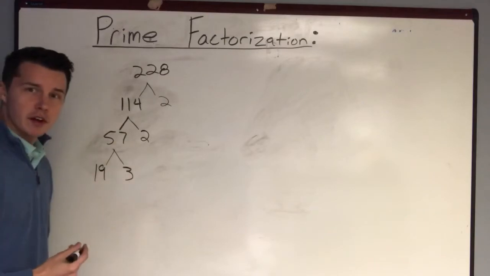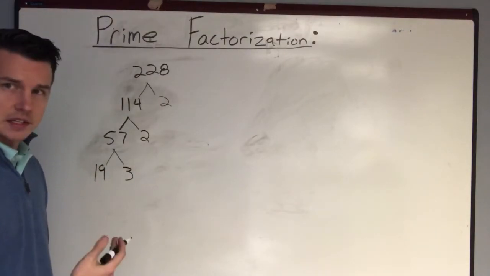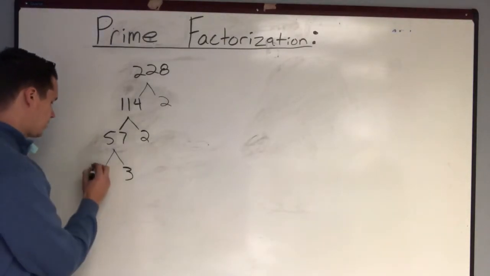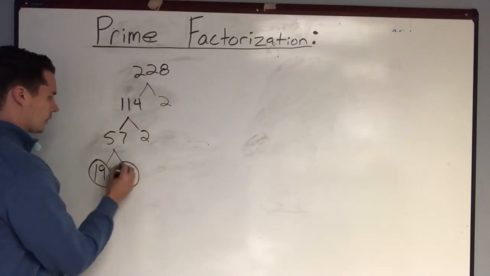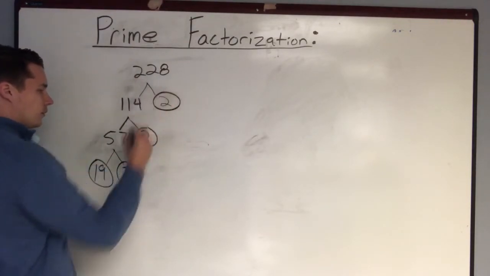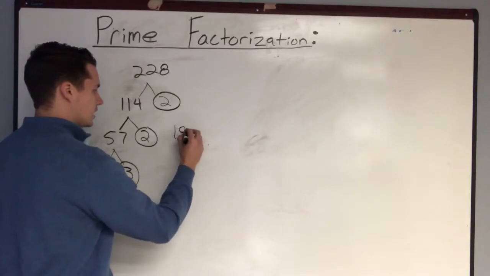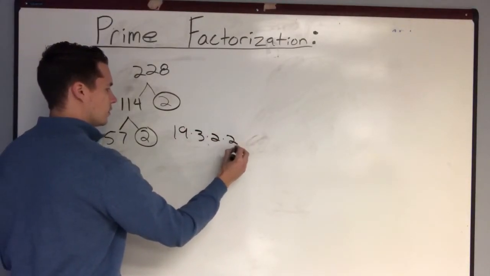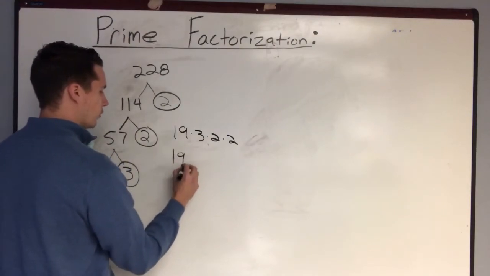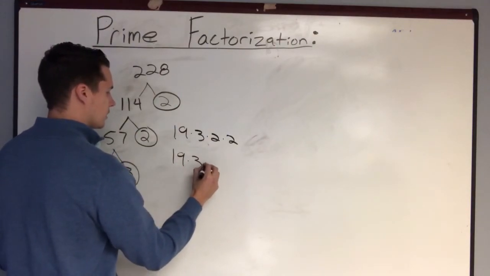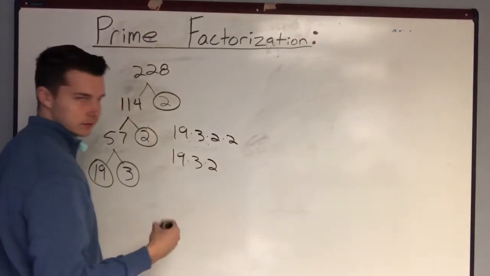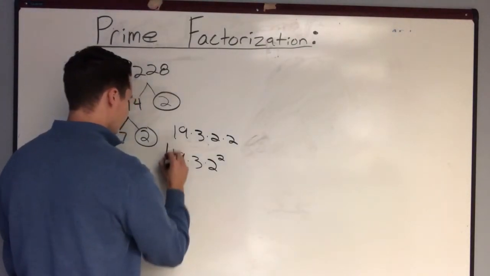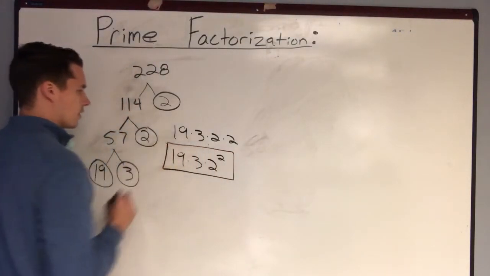So can 19 be divided any further? Is 19 prime? 19 is a prime number. So go ahead and circle our primes, and then our answer is 19 times 3 times 2 times 2. But we've got to put it in exponent form, right? So it's 19 times 3 times 2 to the what? Yeah, it's 2, or squared. There's that right answer right there.